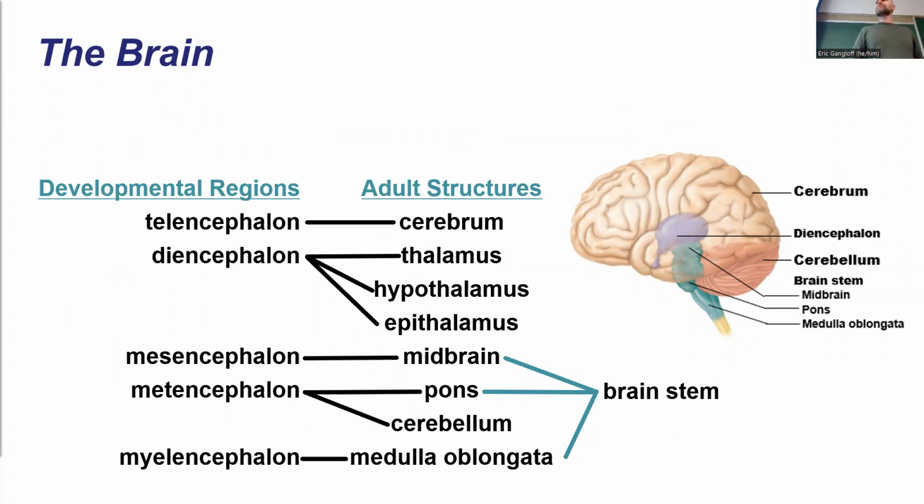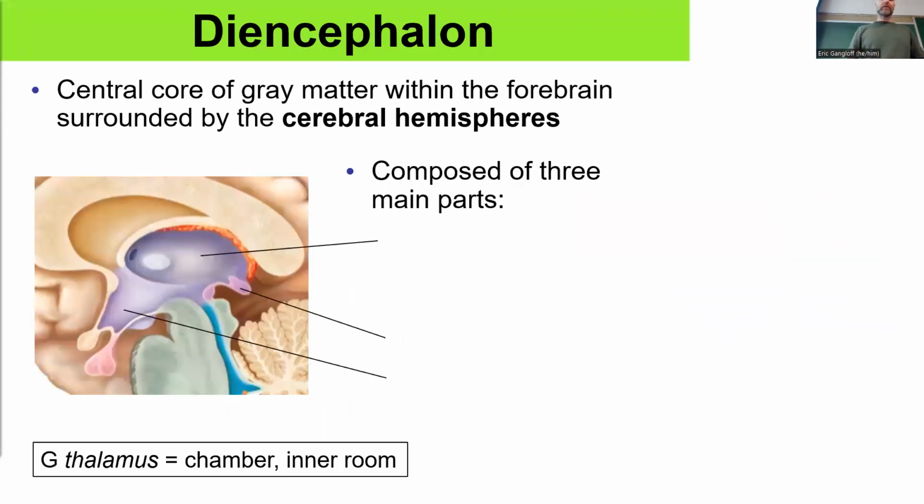Who's in behavioral endocrinology right now, Dr. Reichard? Anyone in this class? No one is? Has anyone taken it before? You have. You're probably very familiar with the hypothalamus then, because that is a key center where your nervous and endocrine systems are integrated. But let's go ahead and talk about the diencephalon.